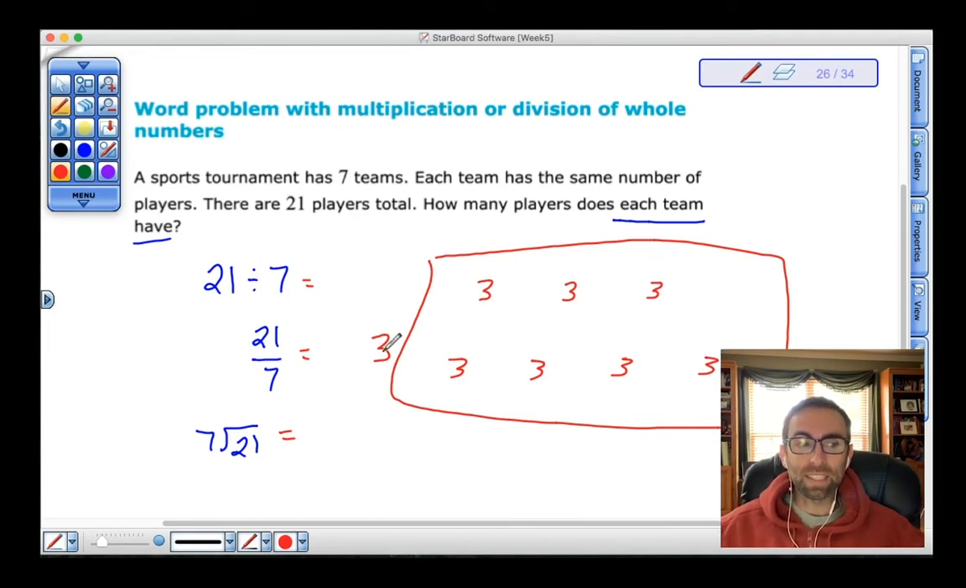Before I go on to the next example, time for a bad joke. Why did the Scarecrow win an award? Because he was outstanding in his field. No.